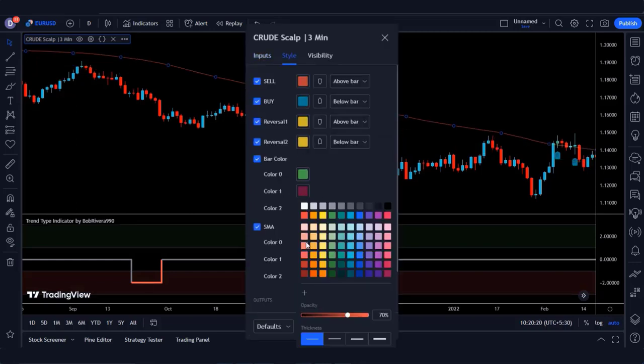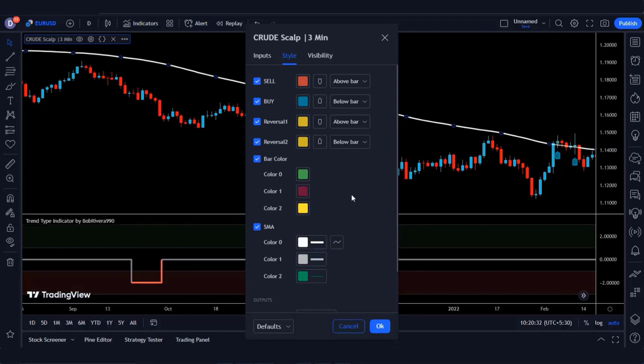Next, we move on to the Styles section, and in here we need to change all SMA color options, which are different colors, to a single color.